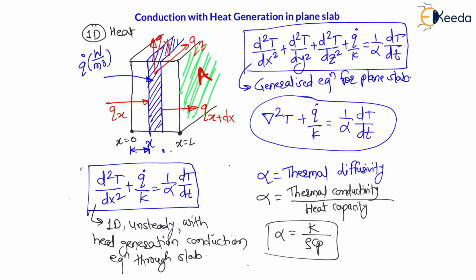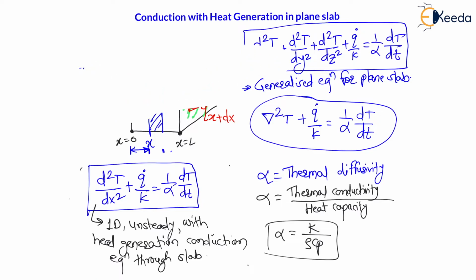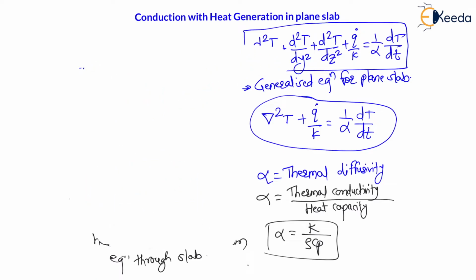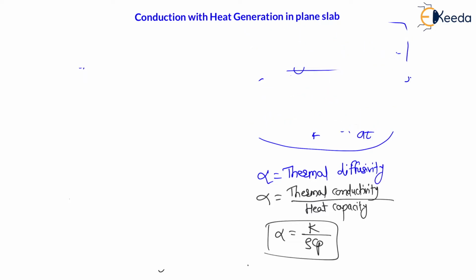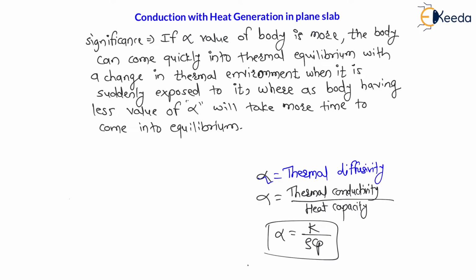Now, my dear students, we are going to see the significance of this alpha, right? Let us understand the significance of this alpha. It is a very important term because thermal diffusivity is very much used in conduction with heat generation as well as in unsteady state conduction. And the physical significance of this alpha: alpha is nothing but thermal conductivity divided by heat capacity.